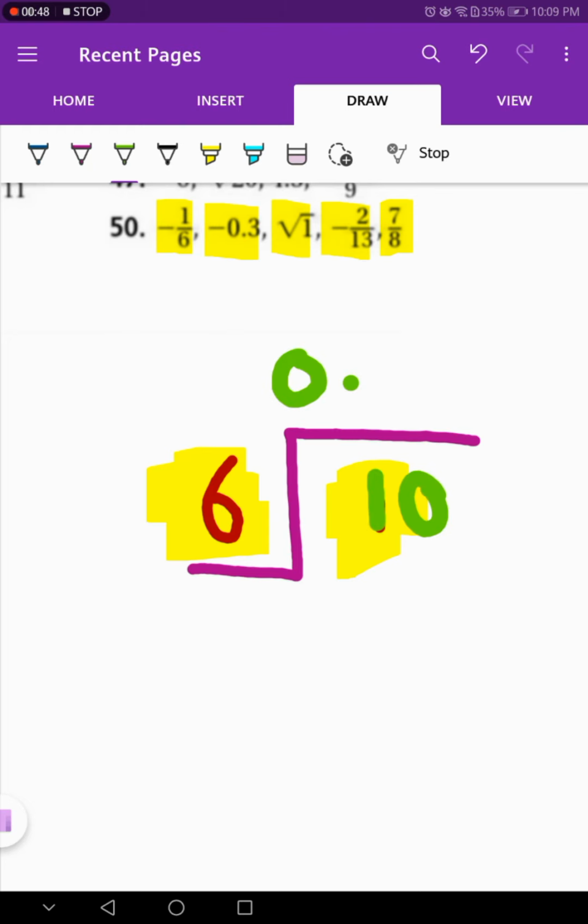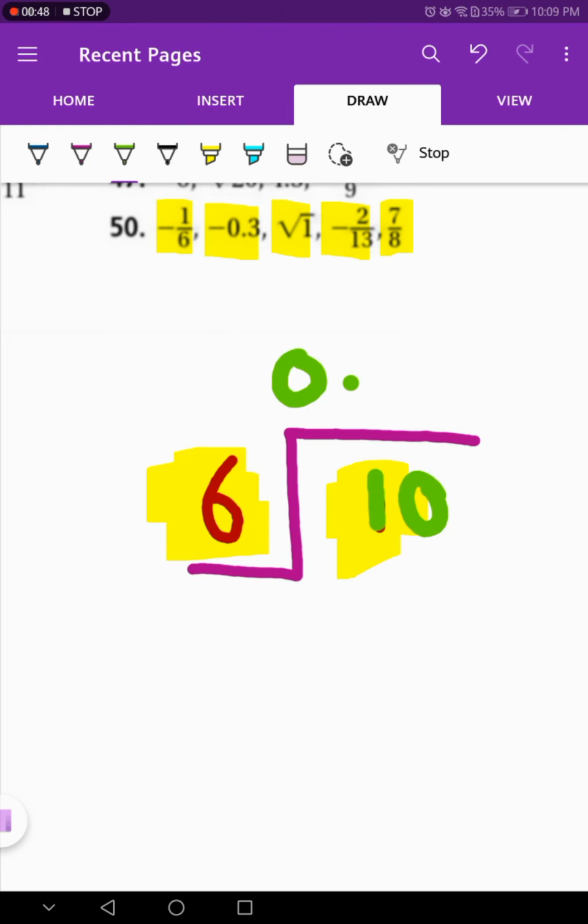How many 6 in 10? There is 1. 1 times 6, minus, gives 4. We add 0 from our pocket. So how many 6 in 40? As you know, it is 6. Multiply, 36 is enough till here. If we need to continue, we continue later.